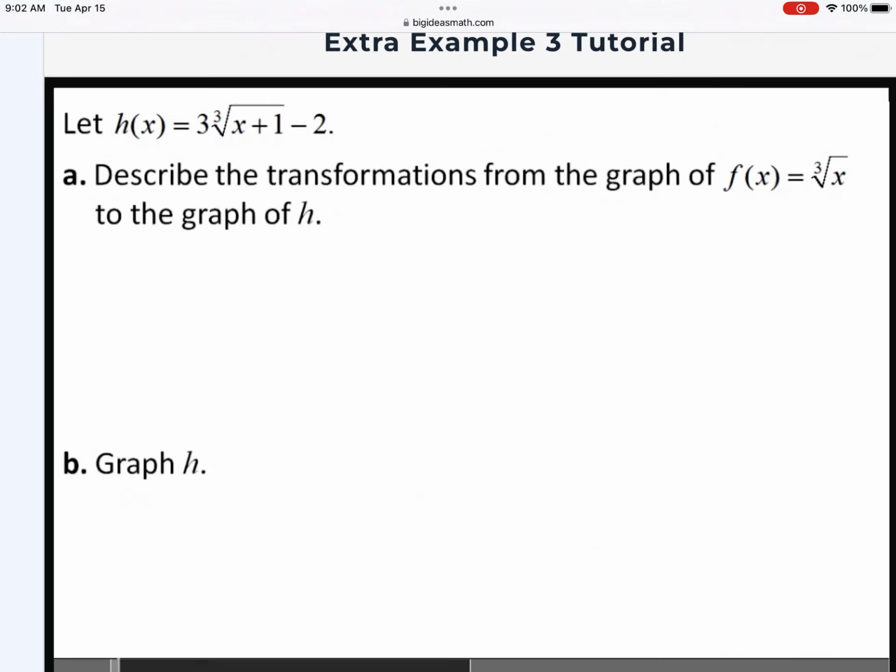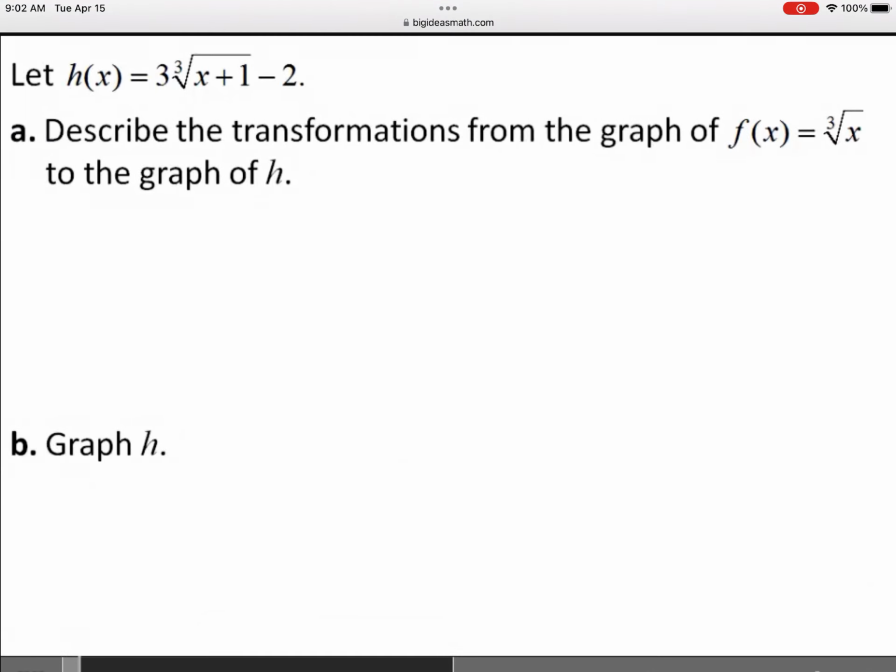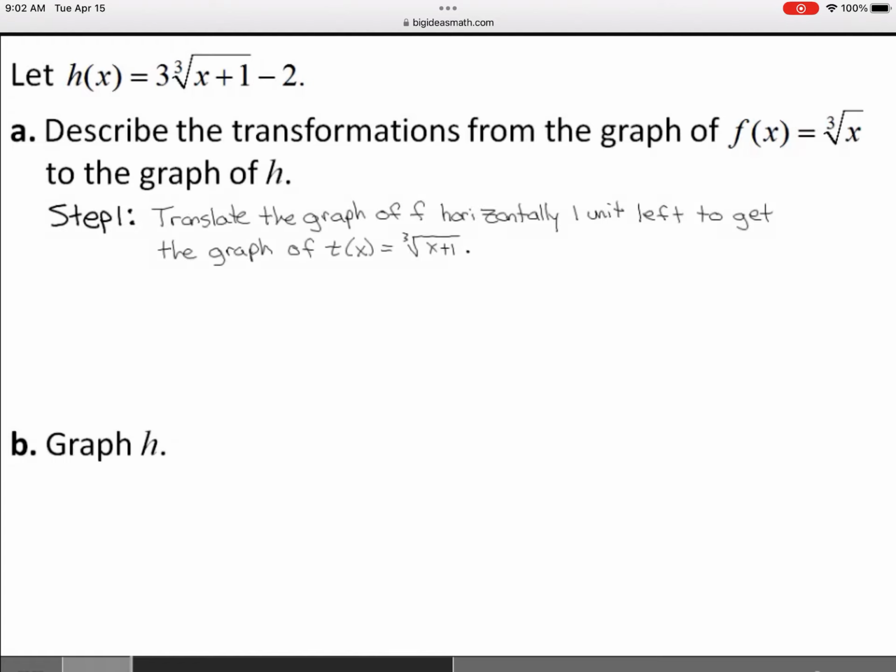Let h of x equal 3 times the cube root of the quantity x plus 1, minus 2. Part A. Describe the transformations from the graph of f of x equals the cube root of x to the graph of h. Step 1. Translate the graph of f horizontally 1 unit left to get the graph of t of x equals the cube root of the quantity x plus 1.